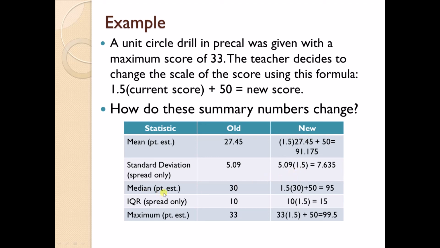The median is a point estimate, so again, it's affected by both rescaling and by shifting. IQR is a measure of spread, so it's only going to be affected by the rescaling. And the maximum is a point estimate. It's a single value, so it's going to be affected by the rescaling and by the shifting. So jot those down. All the point estimates will be affected by the multiplier and the additive constant, but the measures of spread will only be affected by the multiplier.